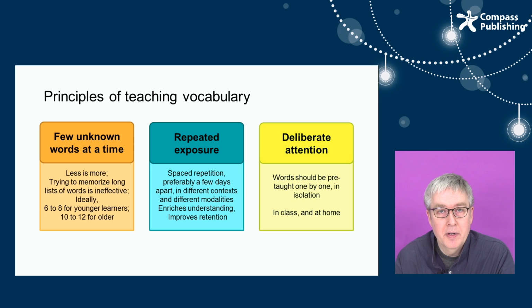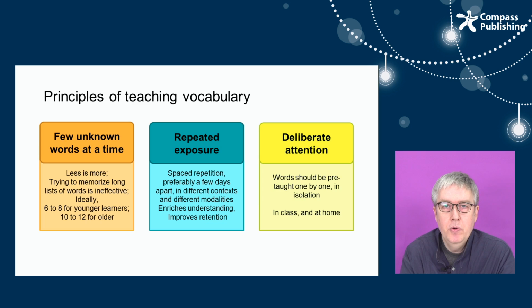So when we focus on vocabulary learning, we should try to limit the number of unknown words that we're teaching. Less is more. Memorizing those long lists of vocabulary is really ineffective for long-term retention of vocabulary. The benchmark that I stick to is, for younger learners, about 6 to 8 words is ideal. For very young learners, even 4 is enough. But for older students, like in high school or university, maybe 10 to 12 at a time is enough.